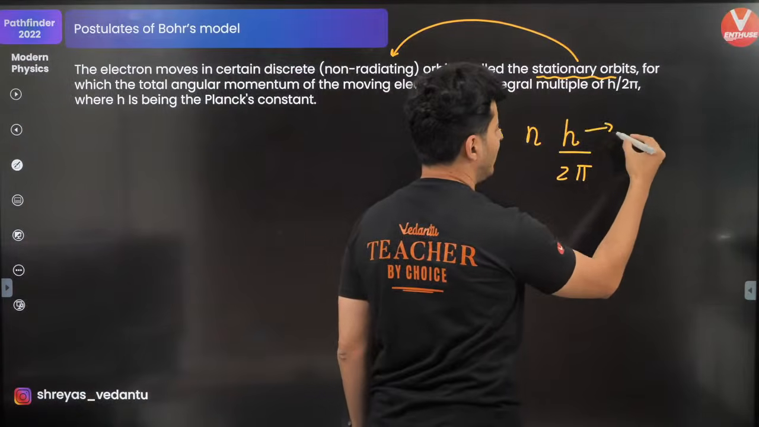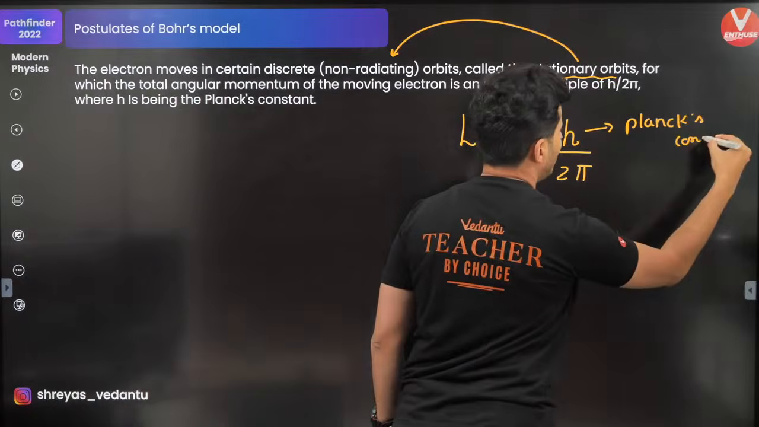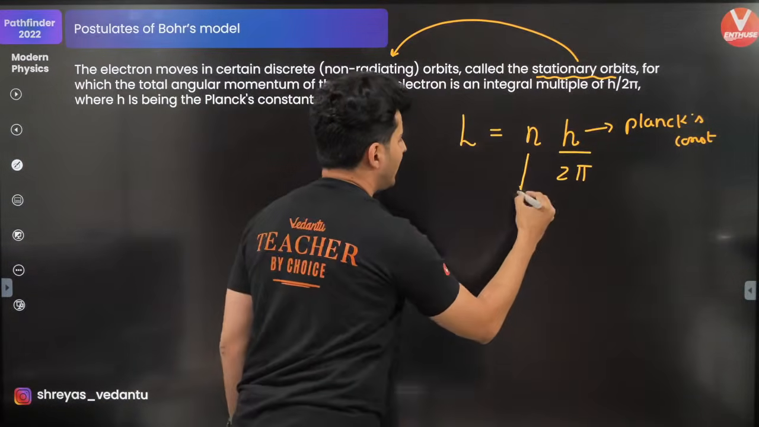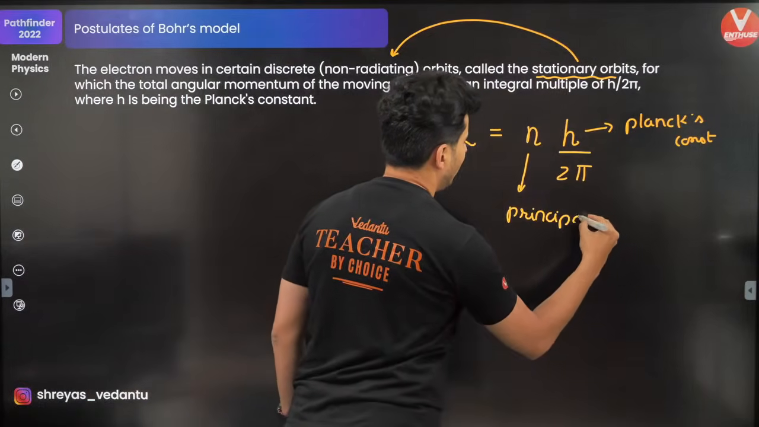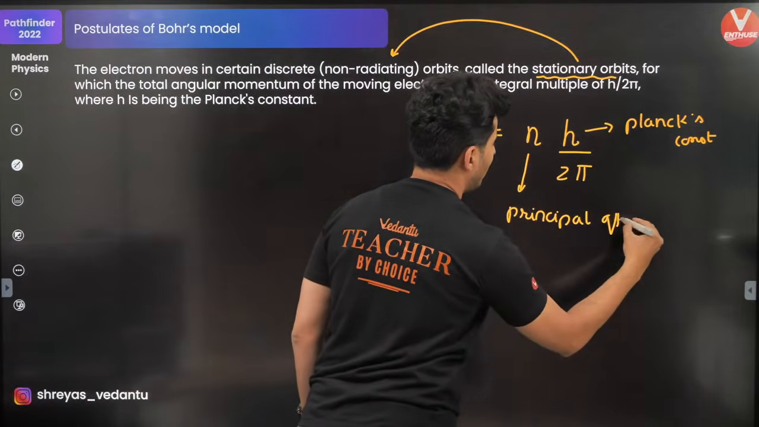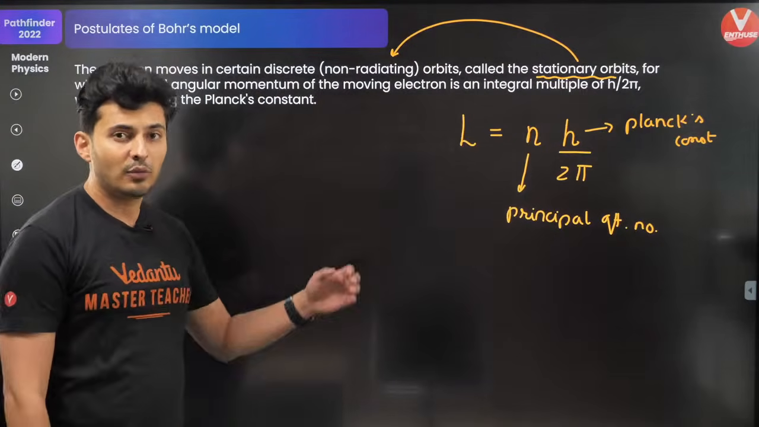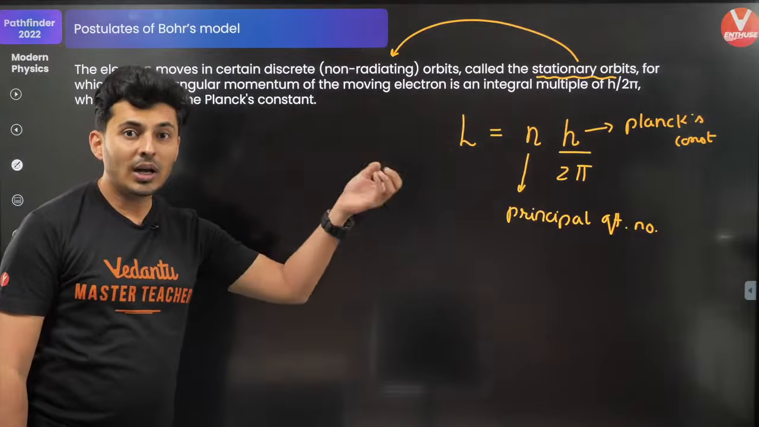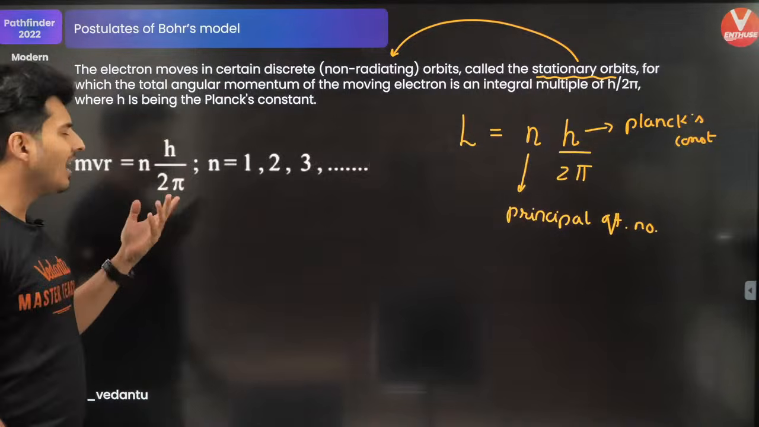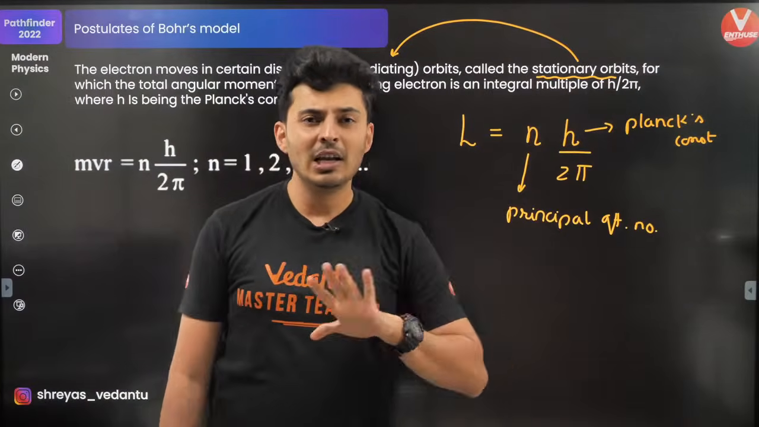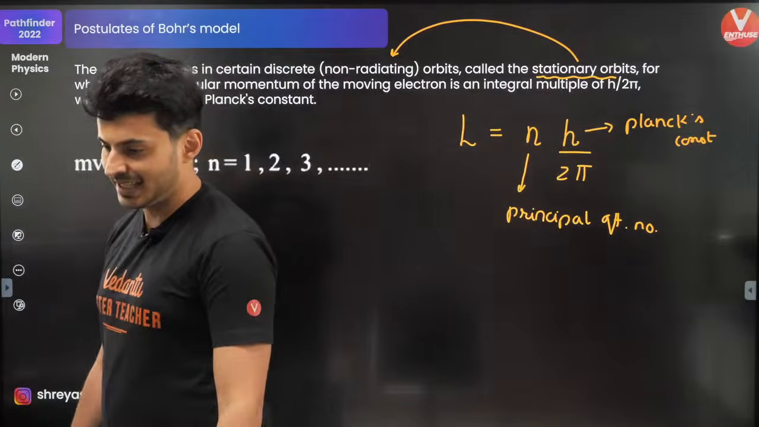h is your standard Planck's constant. Pi is pi, 2 is 2. n is your principal quantum number. And by rotation formulas, L is r cross p, and p is mv. So it is mvr, and mvr is nh by 2 pi, where n can be any integer: 1, 2, 3, 4 only.